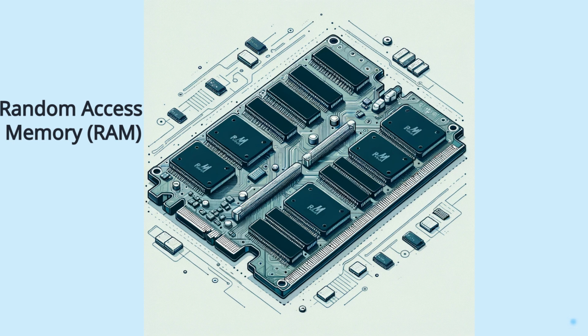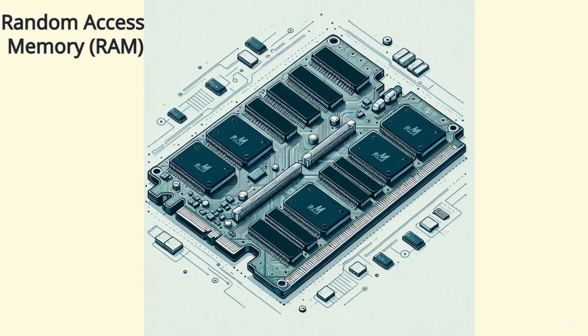Moving on to RAM or random access memory. RAM stores data that the CPU is actively using or processing. The more RAM your system has, the more data it can handle at once. This is crucial for running complex applications and multitasking.